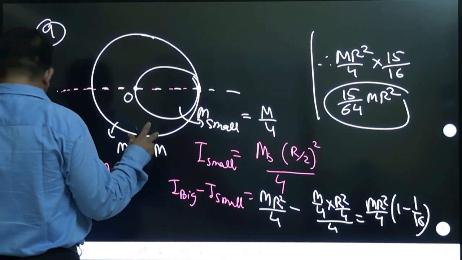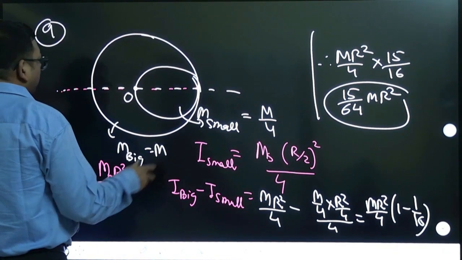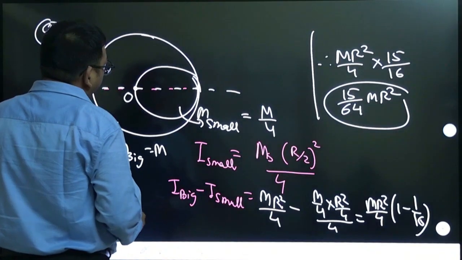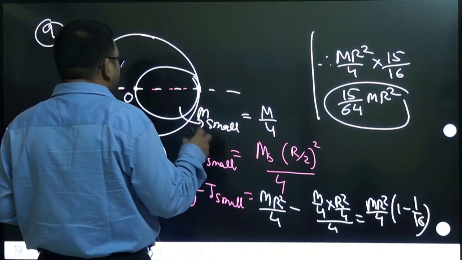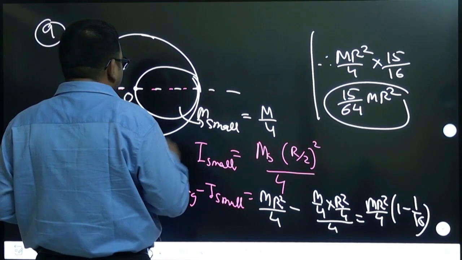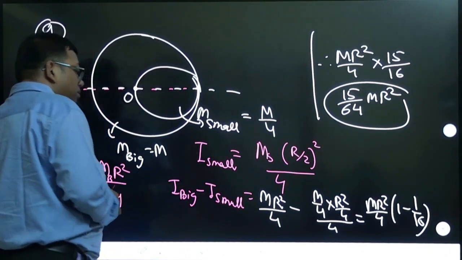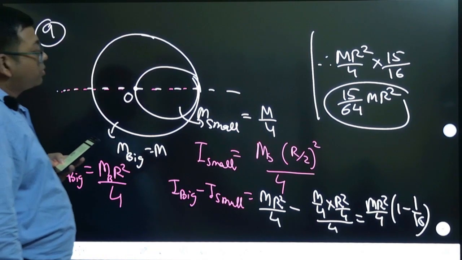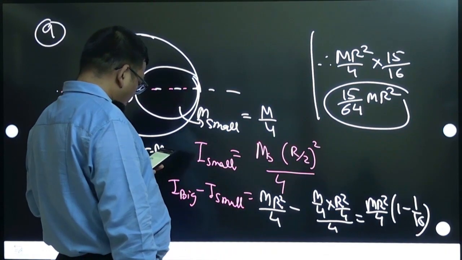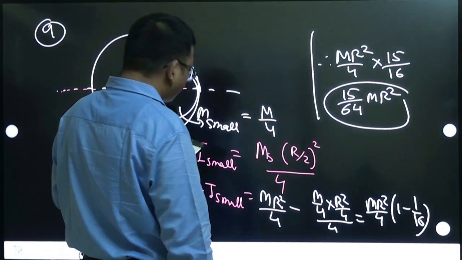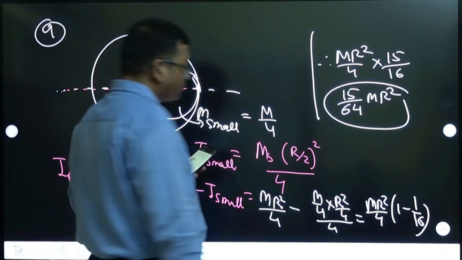So for the disk it is Mr square by 4 only, correct? And that also is Mr square by 4. So M of the small part will become, because it is proportional to the area, so radius square, 1 by 4. This is correct only, right? Radius has become r by 2 square, so 1 by 4. I think that is the answer. Key change will be there for this. Okay, so the answer will be 15 by 64. That is the correct answer. Okay, let us move to the next.